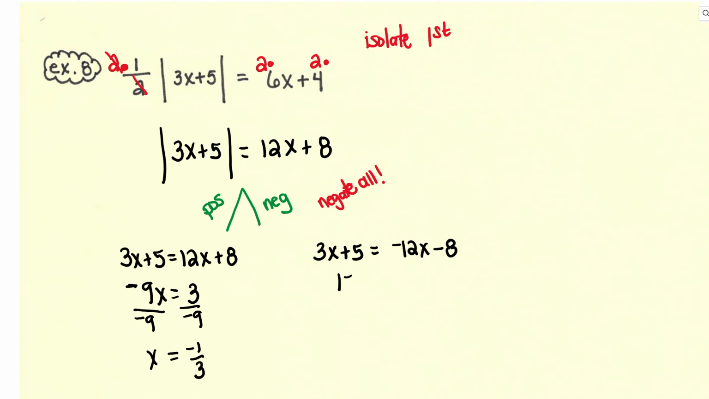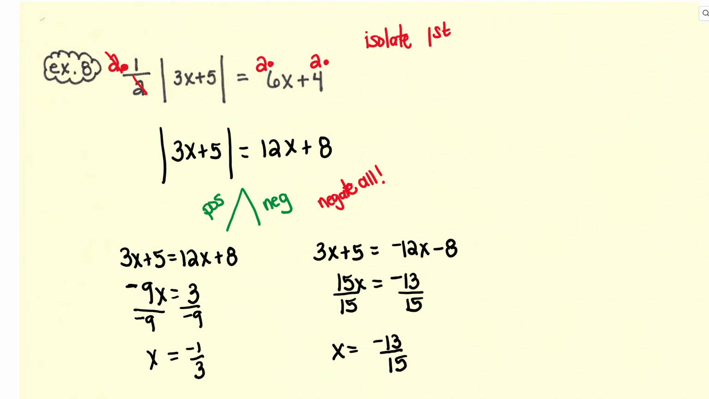Here, add your 12x over. So 3x plus 12x is 15x. Here, subtract your 5 and watch your signs. Negative 8 minus 5 is negative 13. Divide by 15. And x equals negative 13 over 15.